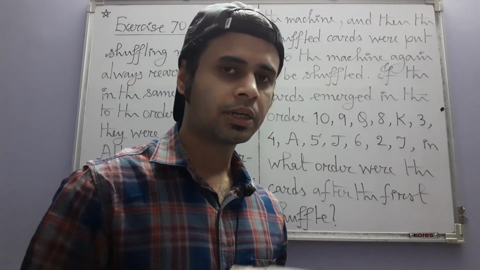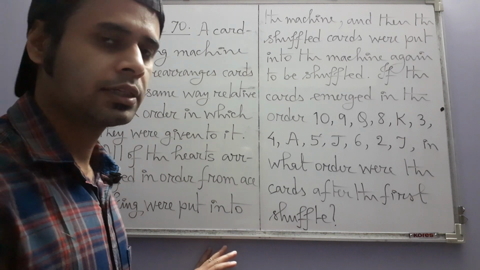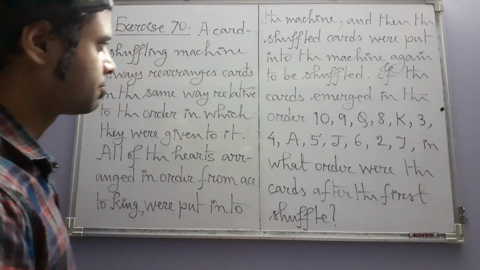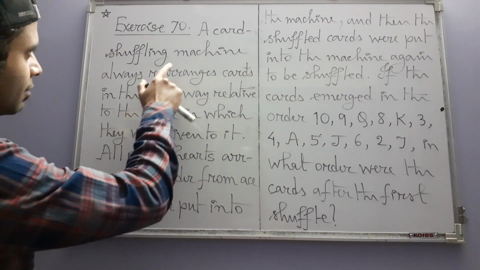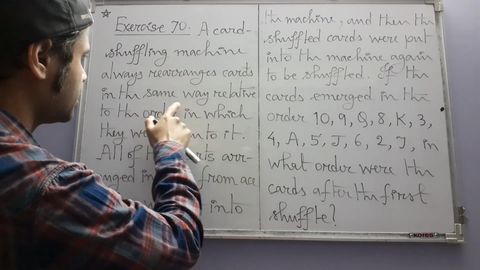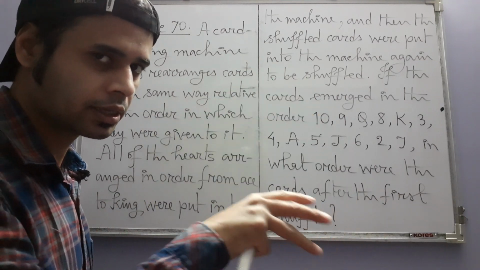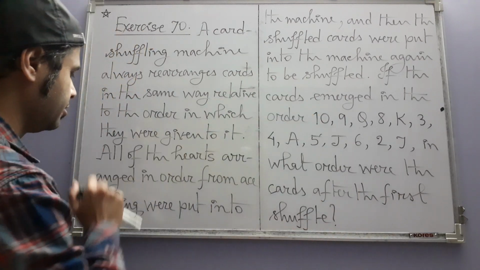Okay, so the next one is exercise 70, and this one is a card shuffling problem. So let's see what the problem says. A card shuffling machine is there that always rearranges cards in the same way relative to the order in which they are fed into the machine.